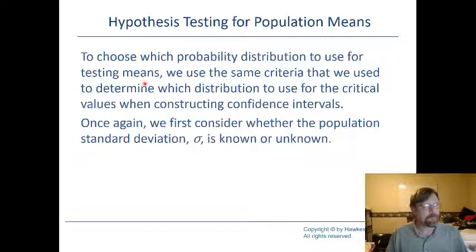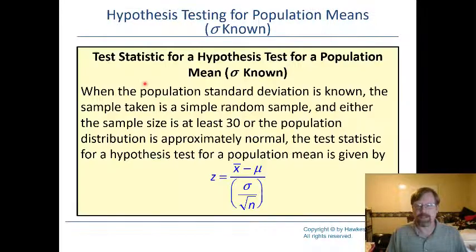If the population standard deviation is known, then our z value is given by this equation. Sample mean minus the population mean, divided by the population standard deviation over the square root of the sample size. Again, this is the sample standard deviation according to the central limit theorem.